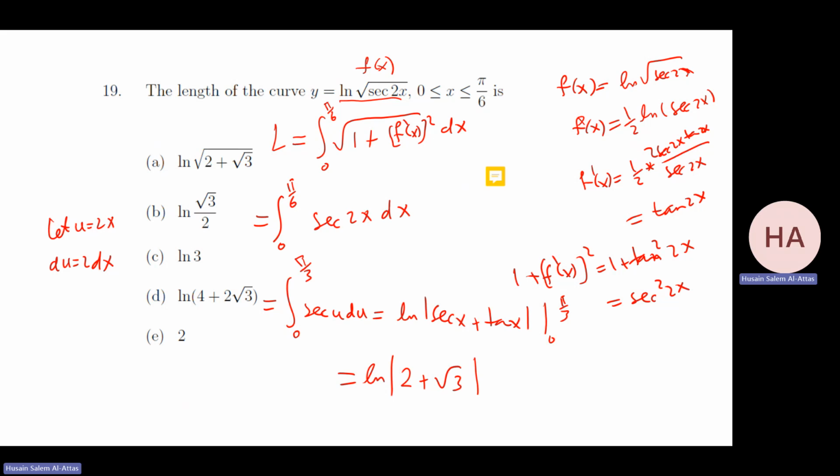There it has 6 somewhere. Yeah, I have 2. I have half, so sorry. I have half. Yeah, this is the 2. To make the 2, I need half outside. So this is half of this. So that will be half ln of 2 plus the square root of 3, minus ln 0, minus ln 1, which is 0. Secant 0 is 1, so minus ln 1 is 0. So that will be half ln 2 plus the square root of 3, which, as a power, will go as ln square root of 2 plus the square root of 3, which is this one.